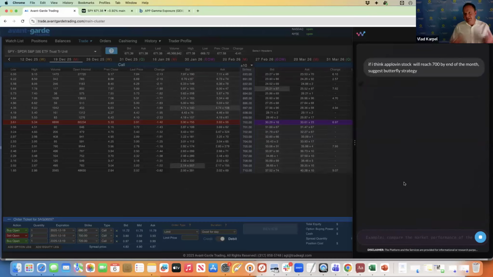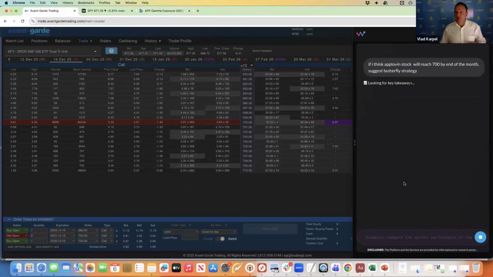And go through this process again to suggest what are the expiration months, what are the strike prices, if you showed what your outlook is.